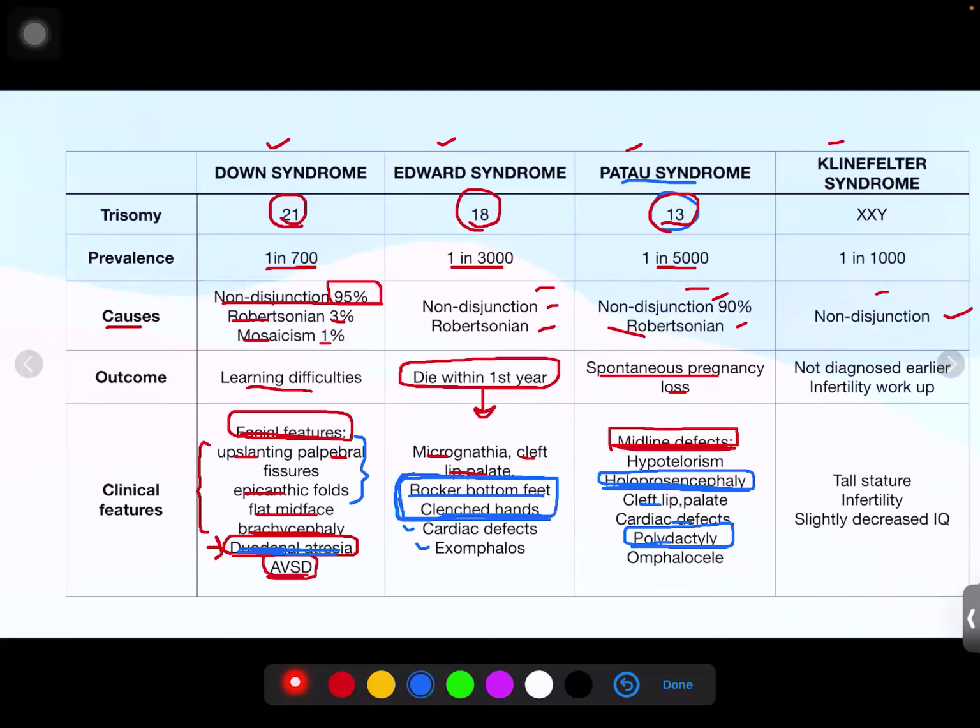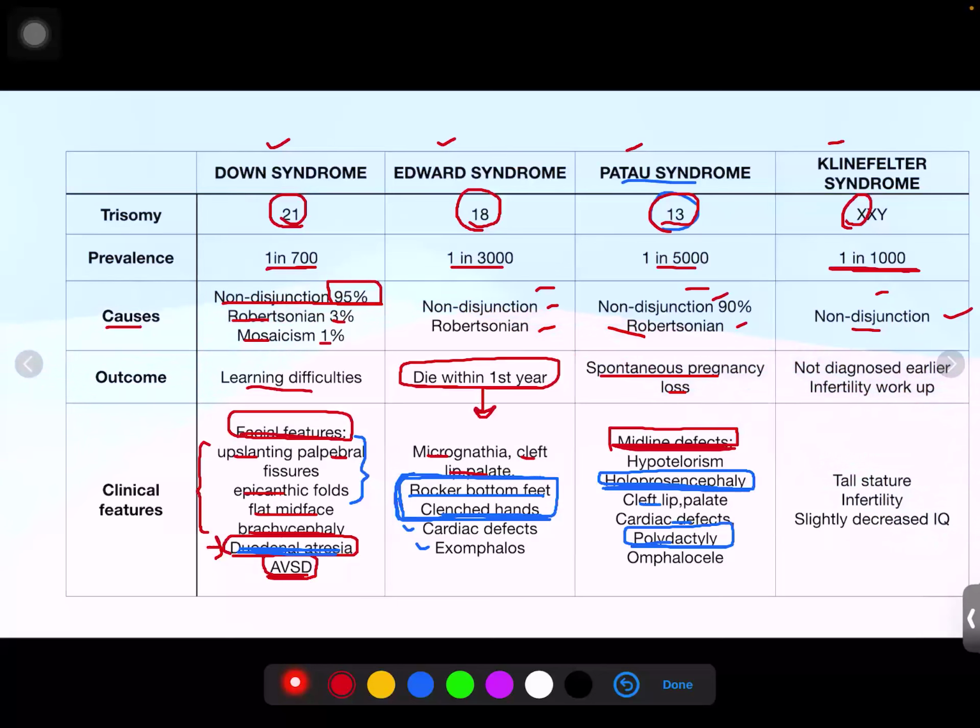Okay, and lastly is the Klinefelter syndrome, and we have discussed previously that in Klinefelter there is an extra copy of the X chromosome. Okay, and this is also very common, 1 in 1,000 prevalence, almost similar to Down syndrome. Non-disjunction is the most common cause, and they are not diagnosed prenatally unless you are doing some invasive testing for some other reason. But you cannot diagnose it prenatally.